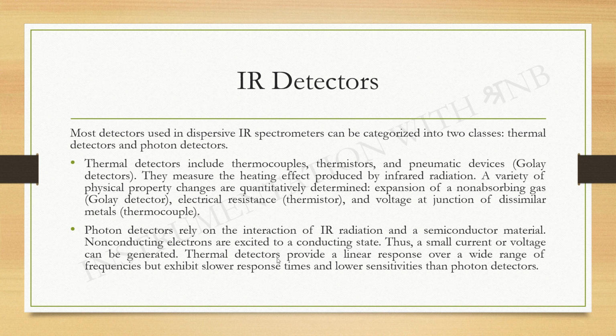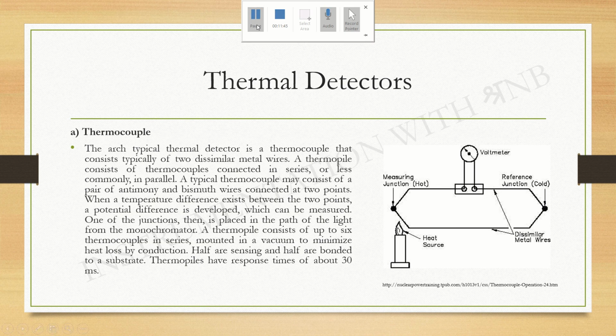Thermal detectors provide linear response towards a wide range of frequency, but they also exhibit slower response times. So this is the advantage of thermal detectors, that the response time is low, but the sensitivity of thermal detectors is also lower than photon detectors, that you can consider as a demerit. First, we will discuss the thermal detectors.